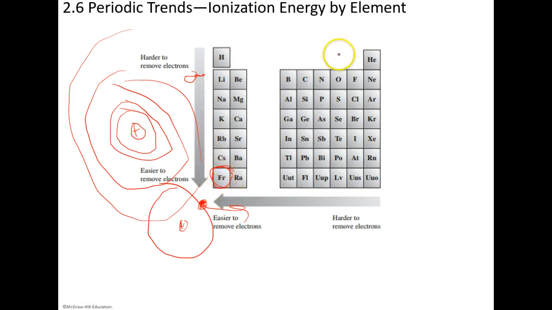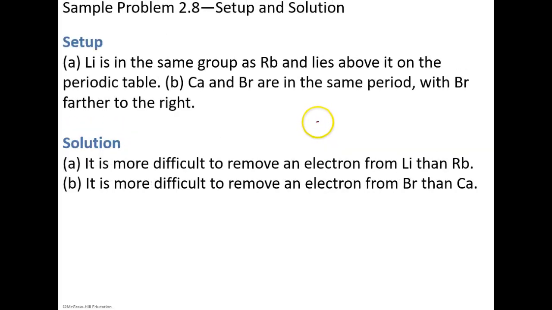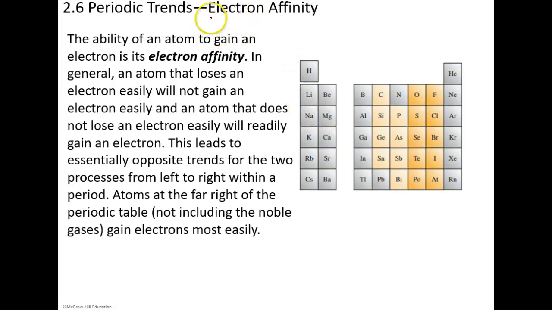And then the least, most obviously, would be helium or fluorine, around here, because those don't want to lose electrons. Those don't want to ionize. They actually want an electron. They have a high electron affinity. This is the opposite. This is where it wants to gain an electron, the ability of an atom to gain. So in general, an atom that loses an electron easily will not gain an electron easily, which makes sense. If it wants to lose it, it doesn't want to gain it.